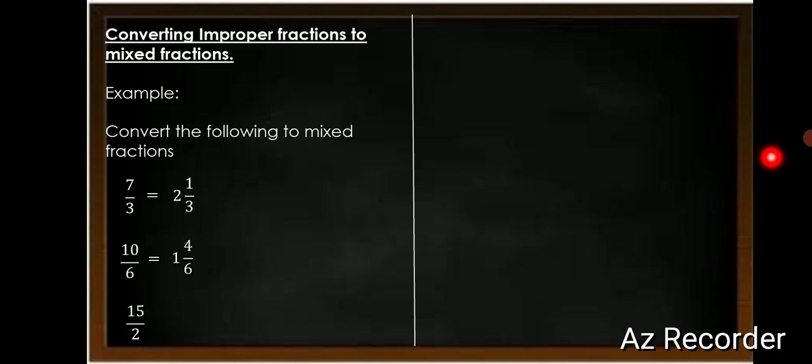Take a look at another example. 15 over 2. You ask yourself, how many times can 2 go into 15? It will go 7 times, which is 14. Remainder what? 1. Divided by what? The denominator. So it will leave us with 7 whole number, 1 over 2.